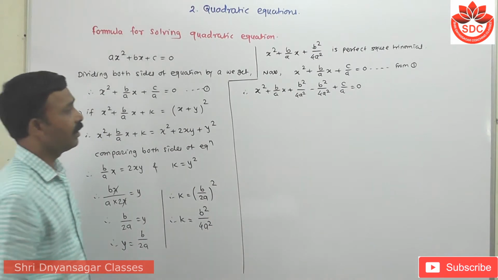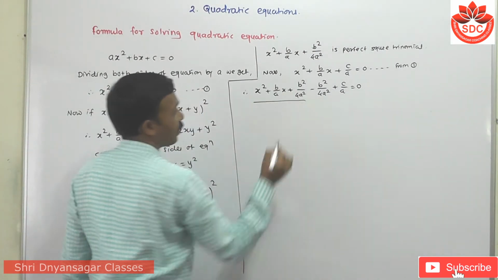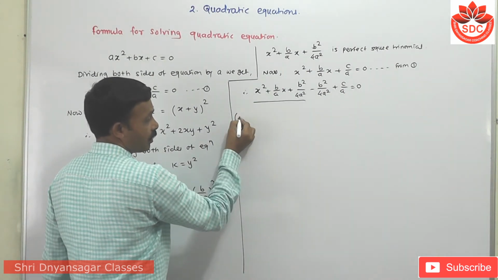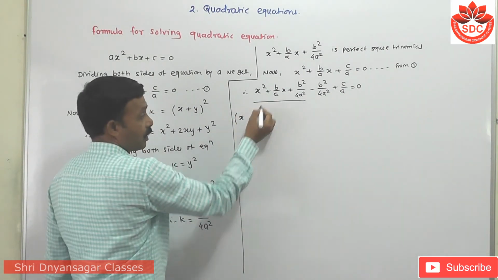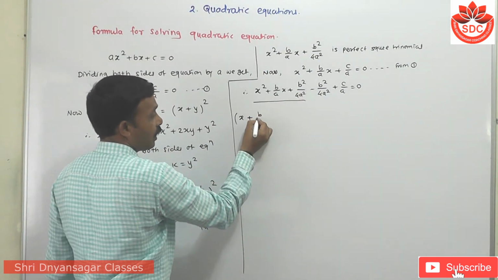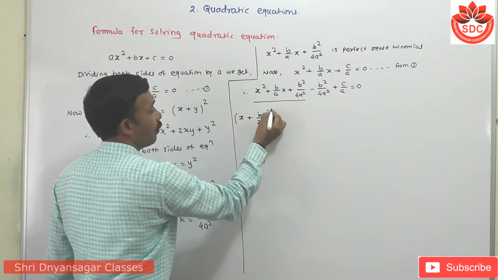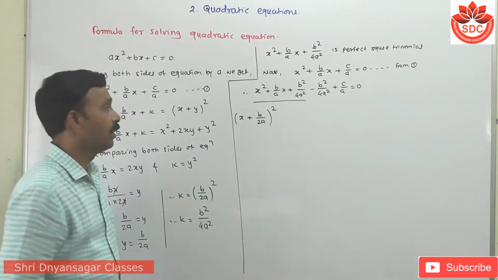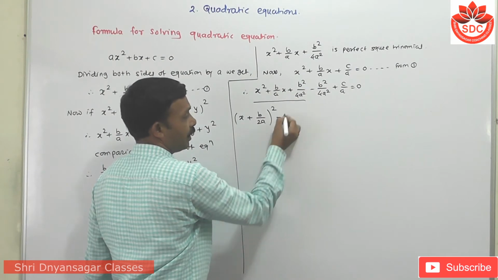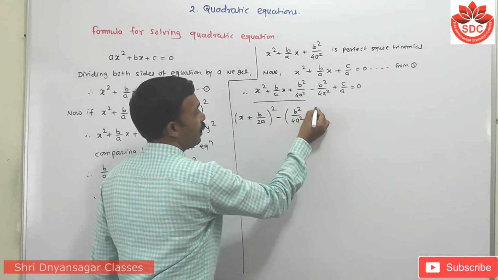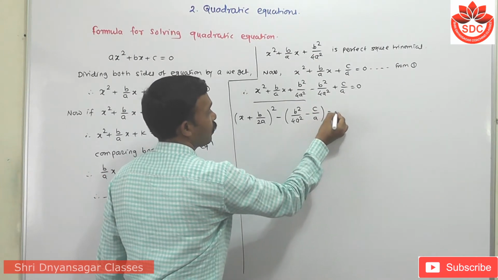Now students, this is the square of one bracket. How to find it? The rule is the same. Taking the square root of the first term, and the sign of the middle term, then taking the square root of the third term, which means b upon twice a bracket square. Can you understand? When we square this bracket, we get this value. Then I write a minus sign here: in bracket b square upon 4a square minus c upon a equals 0.